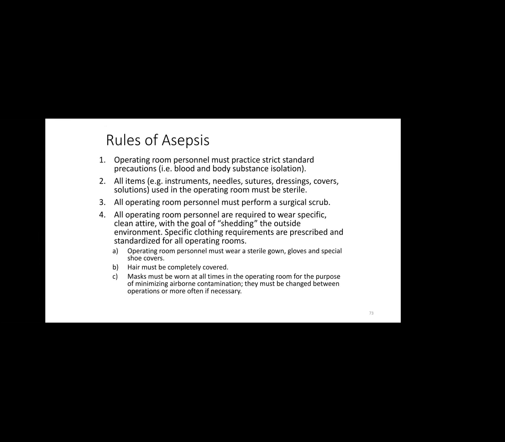A, operating room personnel must wear a sterile gown, gloves, and special shoe covers. I'm sure if you've ever been to a hospital, you will see all these special shoe covers, plastic covers, or if you've been to a lab that health personnel wear, and they'll also be wearing all these gowns and sterile gloves. Sterile gloves are not these normal latex gloves which you find, but they're sterilized and nicely packaged specifically for surgery. Masks must be worn at all times in the operating room for the purpose of minimizing airborne contamination. They must be changed between operations and more often if necessary.